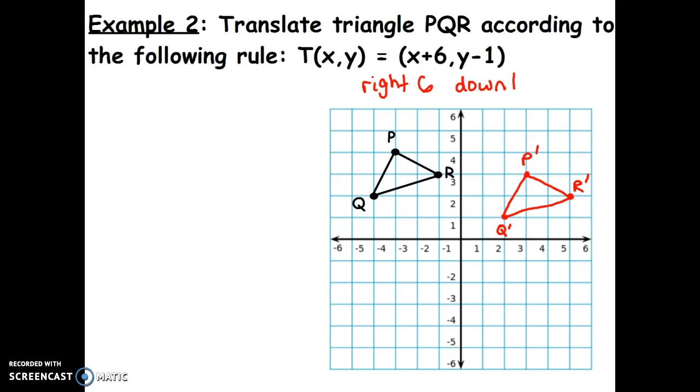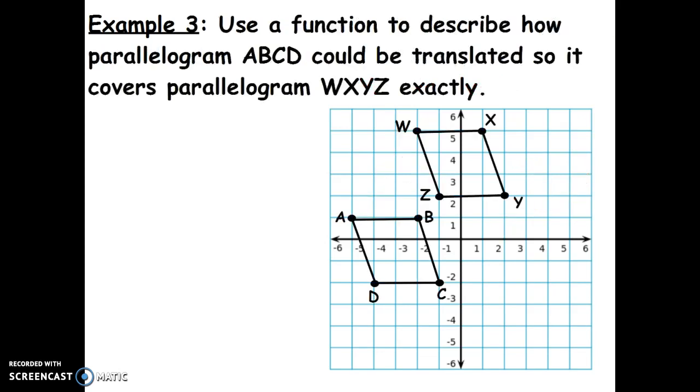All right, and lastly, example 3. We want to use a function to describe how parallelogram ABCD could be translated so it exactly covers parallelogram WXYZ. So this is our pre-image and this is our image. So I'm just going to look at one point. I can see that A corresponds with W. So I'm going to see, how do I get from A to W?